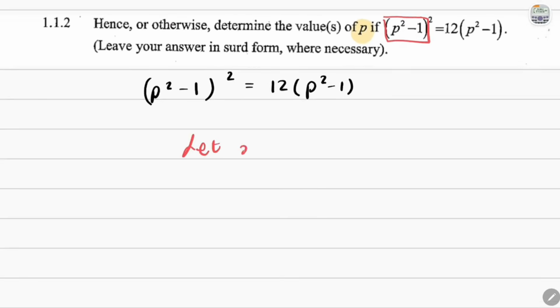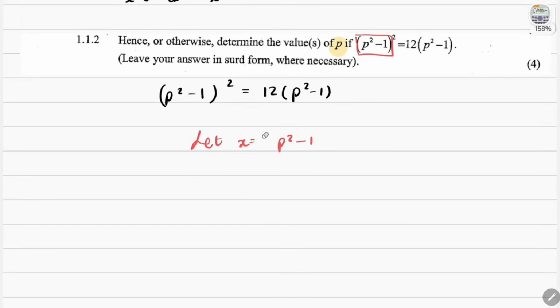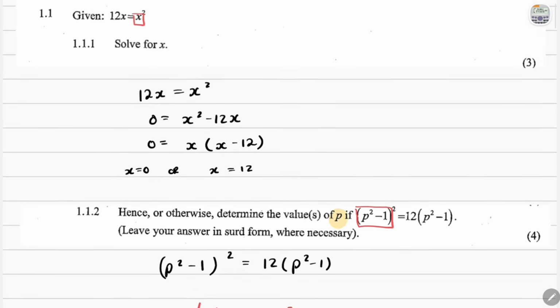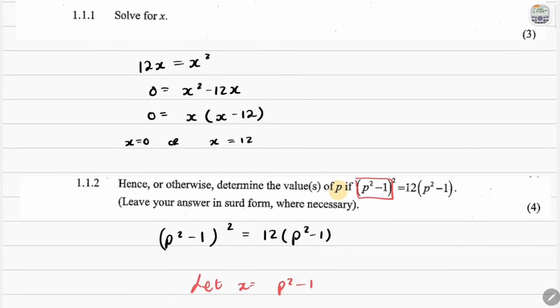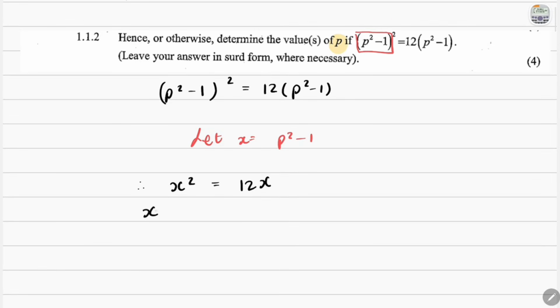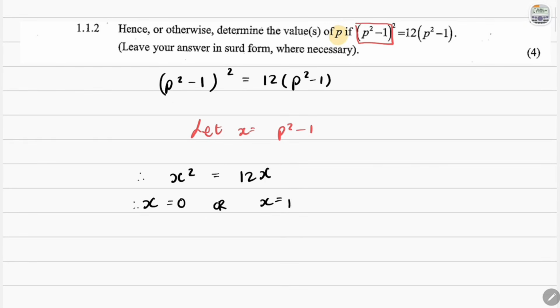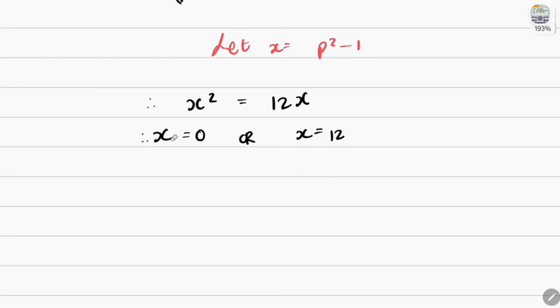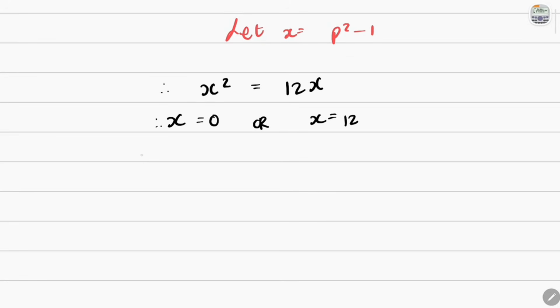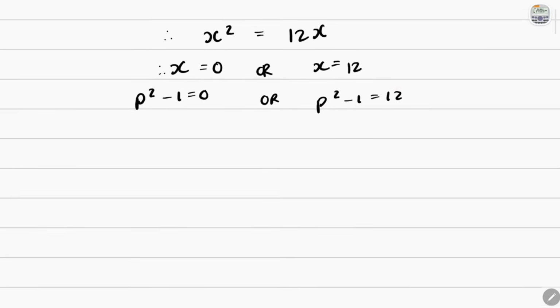So we'll just say, let x equal p squared minus 1, okay? And if we do that, we're simplifying this. That means that x squared is equal to 12x. But we know the solution to this equation. x squared equals 12x is the same thing as 12x equals x squared, okay? And we saw that those were equal to, because x is equal to 0 or x is equal to positive 12, right? So in place of x, now we can replace it back with p squared minus 1. So we'll say p squared minus 1 equals 0 or p squared minus 1 equals 12. And all we have to do is solve for p here.